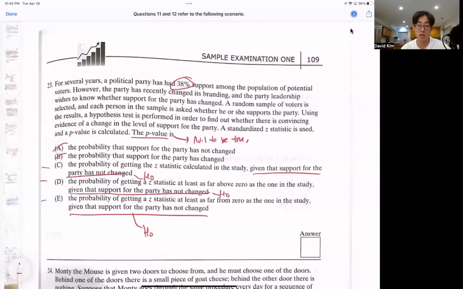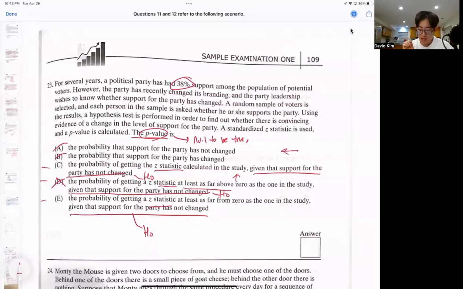Assuming that the null hypothesis is true, what does this p-value represent? That's the probability of how extreme the sample data is. In this case, they say it was a Z statistic. The proportion of the Z statistic that you're going to get, but the way that you phrase it is the key. The probability of getting the Z statistic calculated, the probability of getting a Z statistic at least as far above 0. This is not the right choice here because it can actually go below 0.